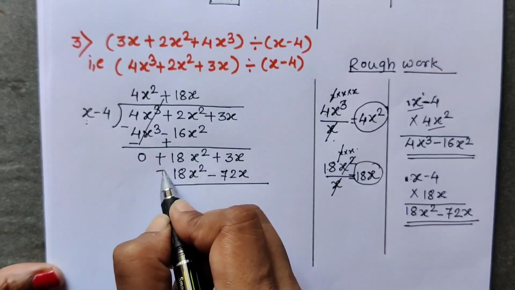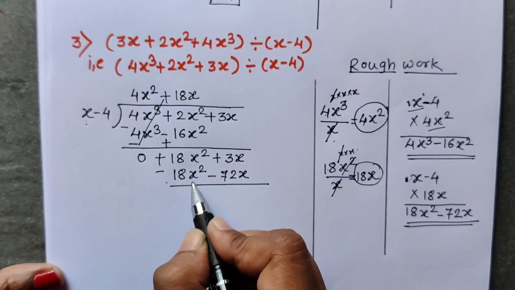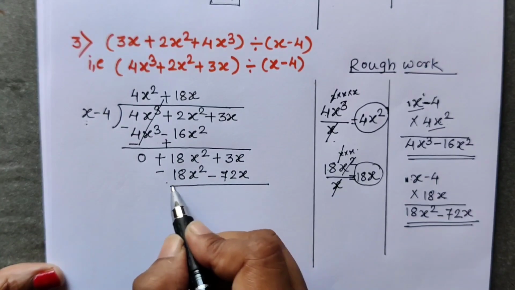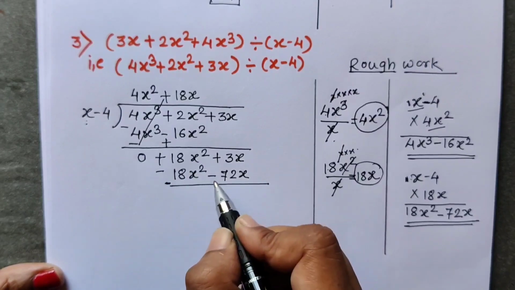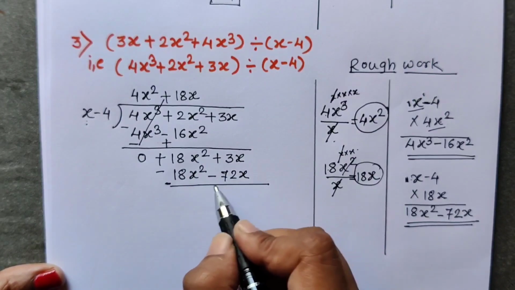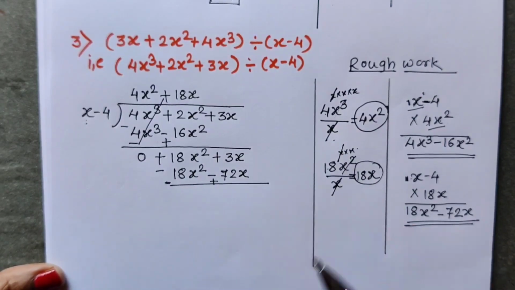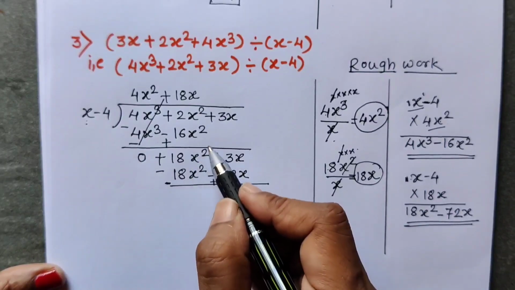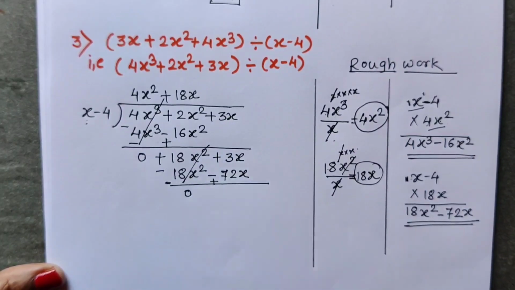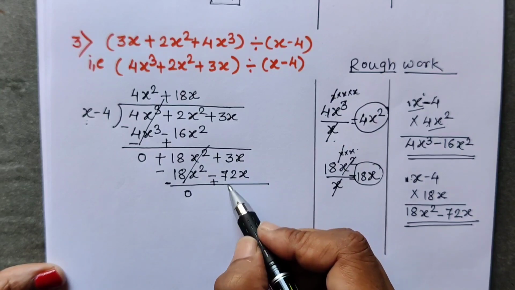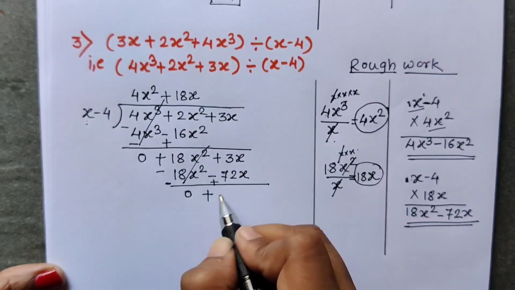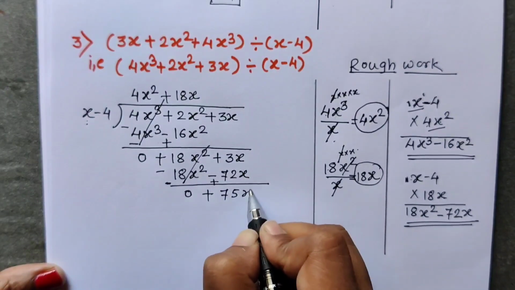Now we do the subtraction. We change the sign of the polynomial which is written below. Plus 18x square becomes minus 18x square. Minus 72x becomes plus 72x. So plus 18x square minus 18x square, answer is 0. Plus 3x plus 72x, that is plus 75x.